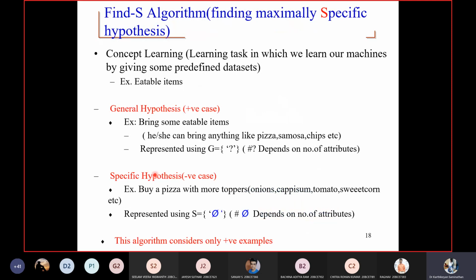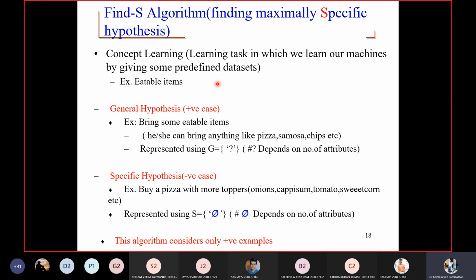First we will see the Find-S algorithm. Concept learning is nothing but learning a task in which we train our machines by giving some predefined data set. Whenever you apply any ML algorithm, you take a Jupyter notebook or any other platform, first import the libraries, then take some sample data, keep it in a CSV or Excel file, load it, then apply an algorithm, decision tree, random forest, whatever it may be. Finally you take the result.